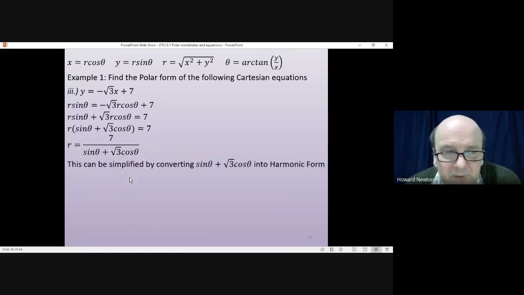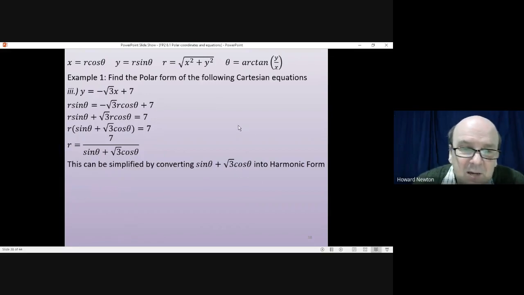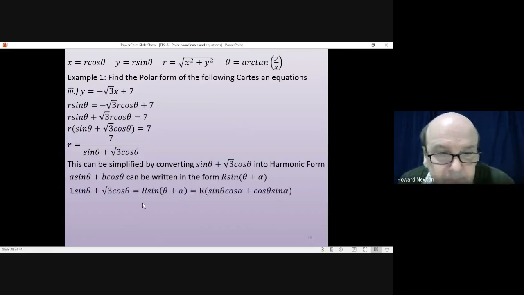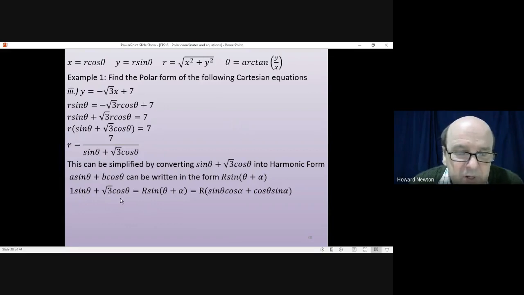So it can be simplified by converting the denominator here, sine theta plus root 3 cos theta, into harmonic form, so that we just have one trig function. If you remember harmonic form, a sine theta plus b cos theta can be written in the form r sine theta plus alpha. So if we have 1 sine theta plus root 3 cos theta, which is what we have on the denominator, we'll want to write it in this form, so that we just have one trig function, r sine theta plus alpha. And using the addition formulae, that would be the same as r sine theta cos alpha plus r cos theta sine alpha.